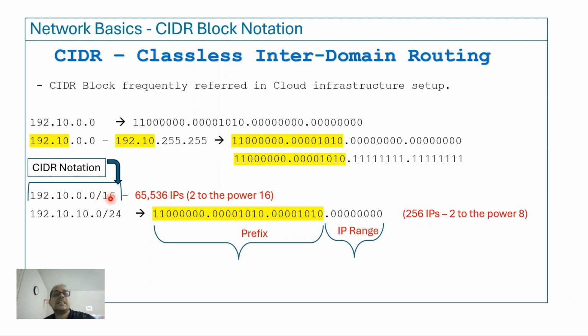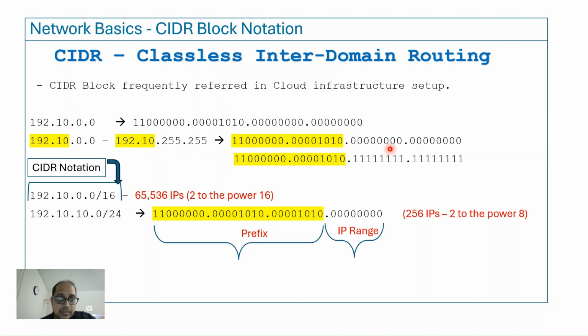The 16 means the first 16 bits in my IP address are fixed. That is called the prefix length, or prefix. In this case, the first 16 bits are my prefix, so that cannot be changed in the IP range that I'm working with. The remaining 16 bits, you can change zeros and ones to get a range of IP addresses.